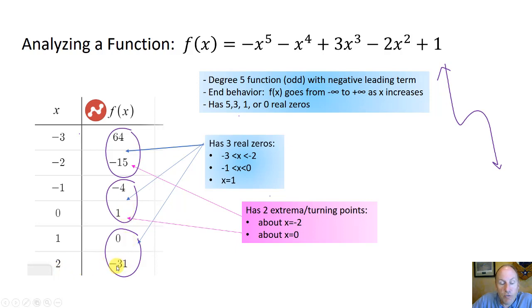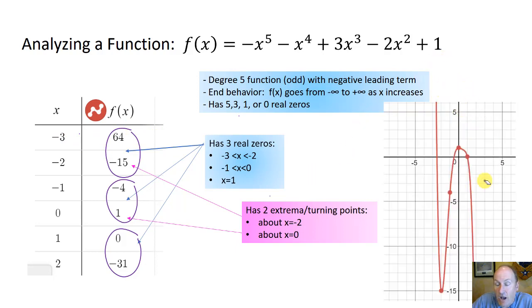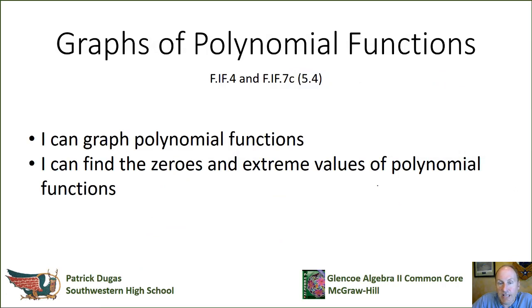If we go beyond 2, we're going to get numbers that go down further into negative infinity. If we go to the left of -3, we're going to get numbers that are bigger than 64. So that's our end behavior. And the graph of the function bears this out. This screencast has been about analyzing the graphs of polynomial functions by taking things we already know and putting it together with being able to estimate the zeros and extreme values or turning points of the functions.